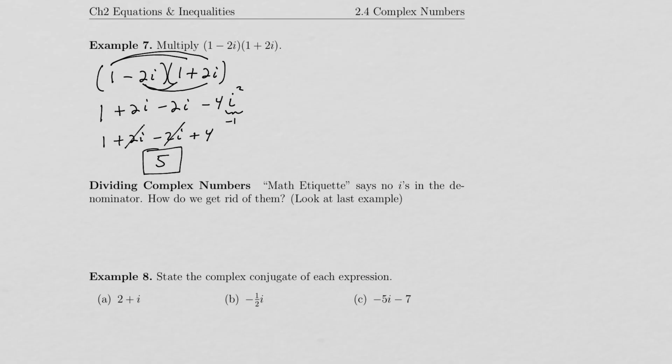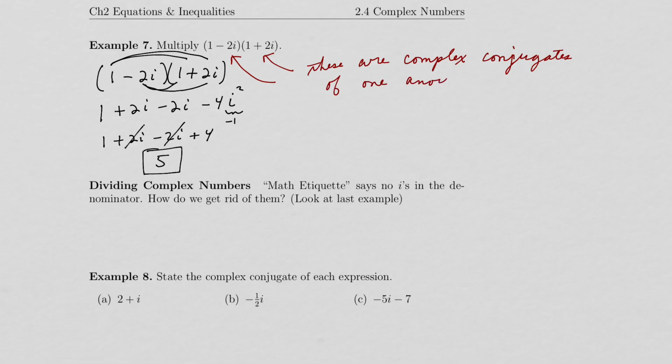So it turns out in this case, these two complex numbers are what are called complex conjugates of one another. So these two right here are complex conjugates of one another. All right, what does that mean?